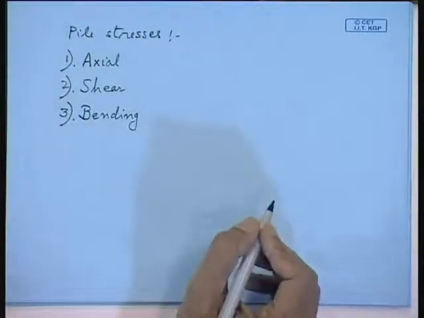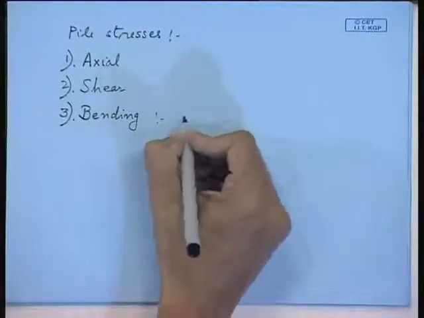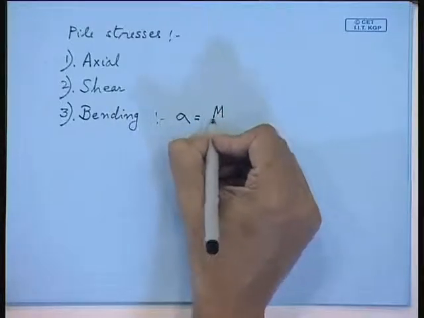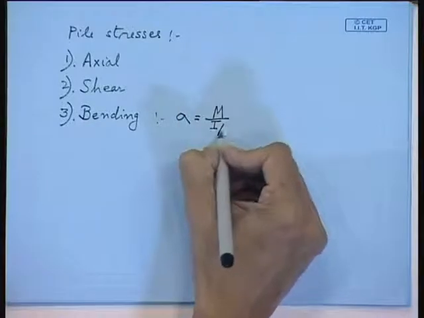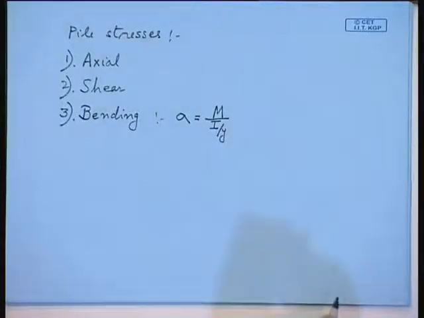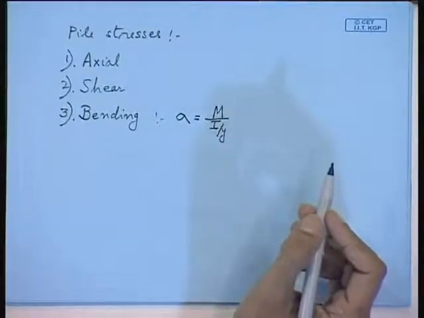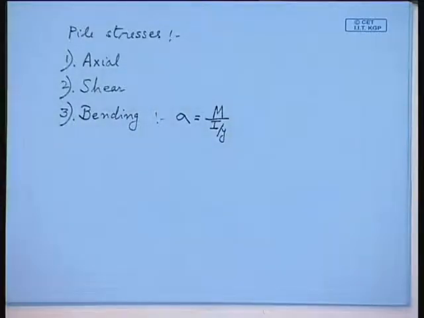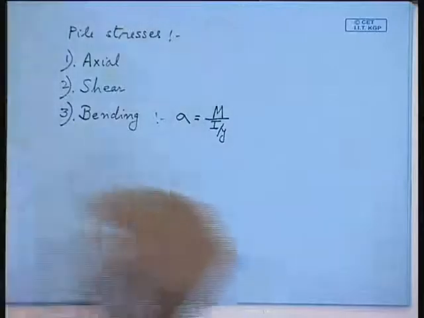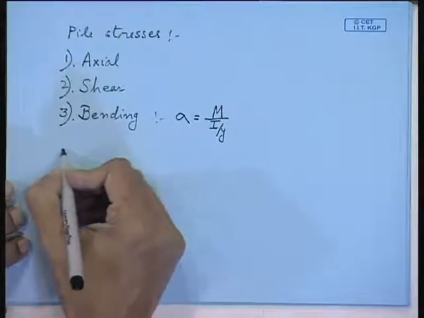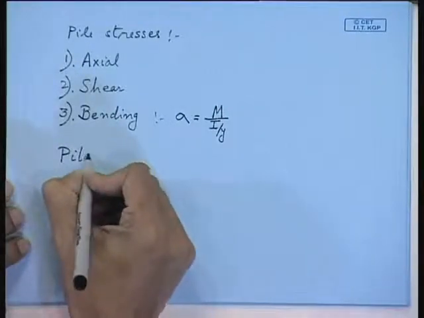Now this bending stress, how are you going to calculate? You have to calculate from sigma equals M divided by I by y. M is your bending moment at a particular section and this is your section modulus. Now, this we have to calculate, but before we go into this, this is quite complicated stuff. Now, the function of the pile, you write pile calculation.